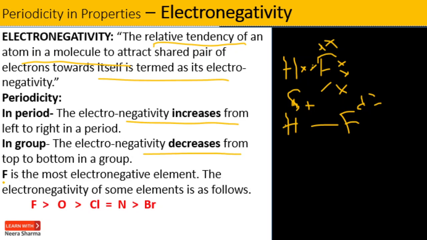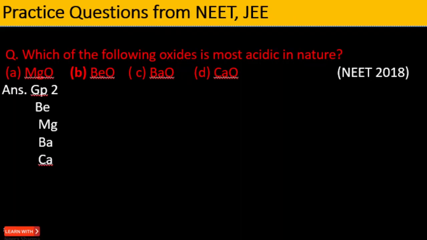So the most electronegative element is fluorine. Then we have oxygen, then chlorine and nitrogen, they are almost equal, and then we have bromine. Let us take up the latest NEET and JEE questions.